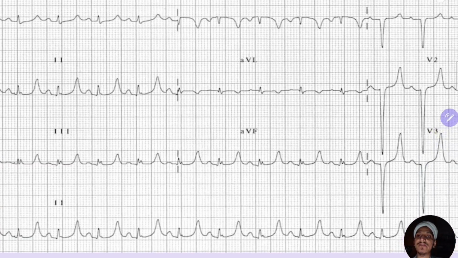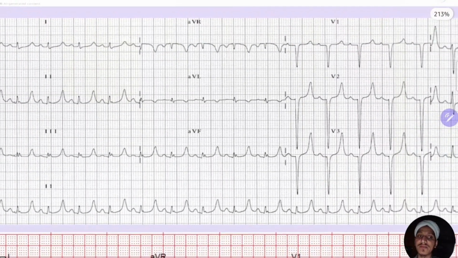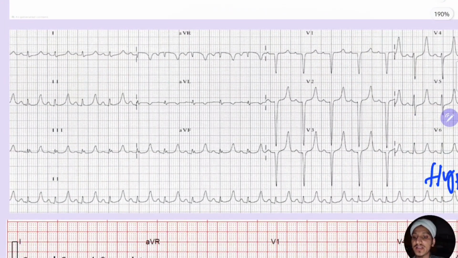Every ECG we are writing step by step, so that it is copy pasted in the mind. Everything we are seeing. So you can see positive QRS complex, positive QRS complex, positive QRS complex. So that means there is no axis deviation.